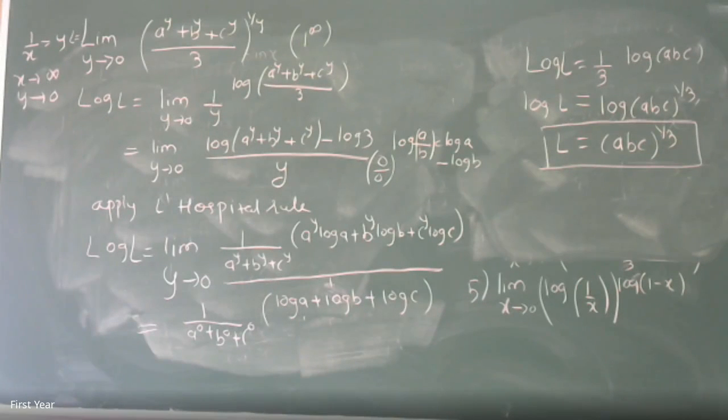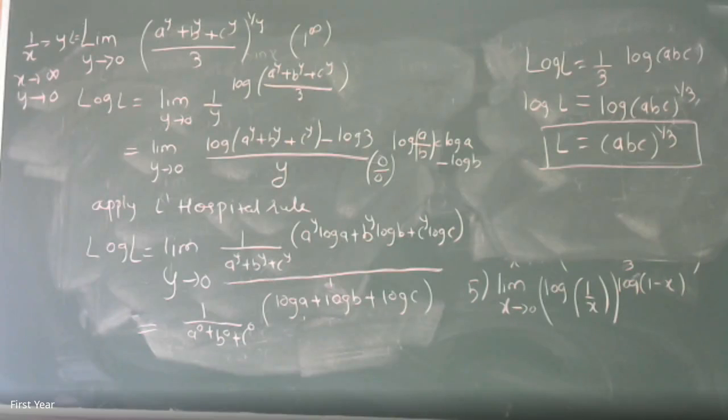Now what are the different types of questions that can be asked of this same type? One is 1 by x and x. Second is, here there are 3 terms. You may be asked with 2 terms, a raised to y plus b raised to y upon 2. Yes or no? Yes, ma'am. You can be asked the limit as y goes to 0 of a raised to y plus b raised to y upon 2, the whole raised to 1 by y. What will be your answer? A into B raised to 1 by 2, root AB.